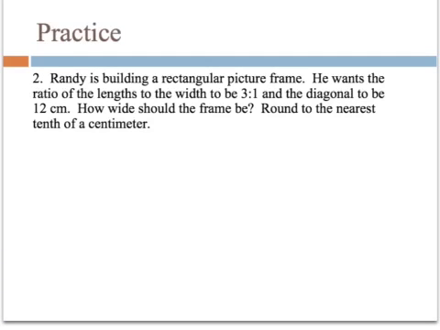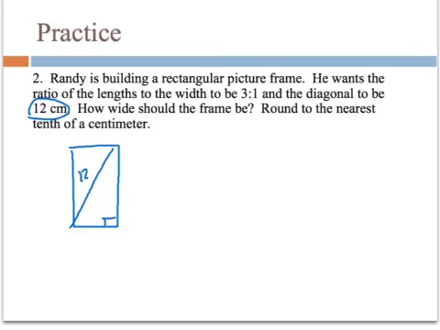Alright, last practice problem, number 2. Randy is building a rectangular picture frame. He wants the ratio of the length to the width to be 3:1, and the diagonal to be 12 centimeters. How wide should the frame be? And then we want to round our answer to the nearest tenth of a centimeter. On a problem like this, first thing I want you to do is start by drawing a picture. Here's my frame. I have a length, a width, and then I need a diagonal. And it said the diagonal needs to be 12 centimeters.